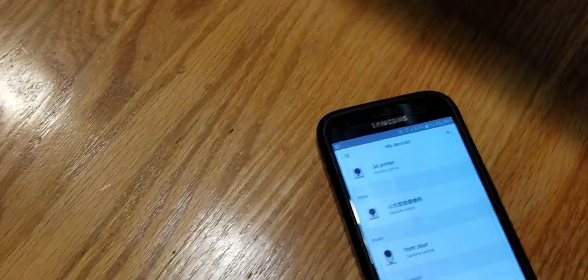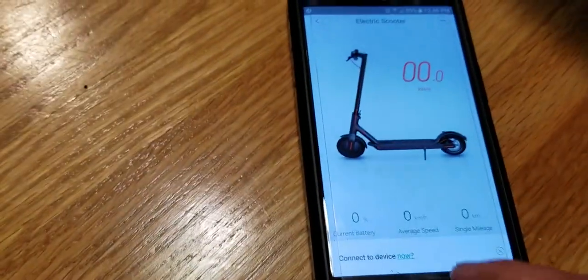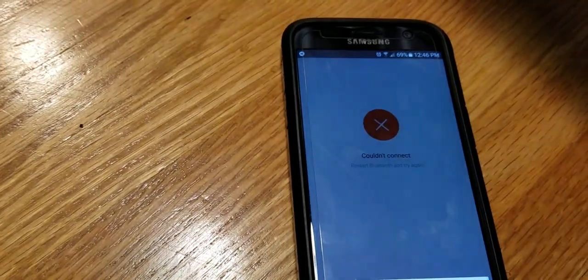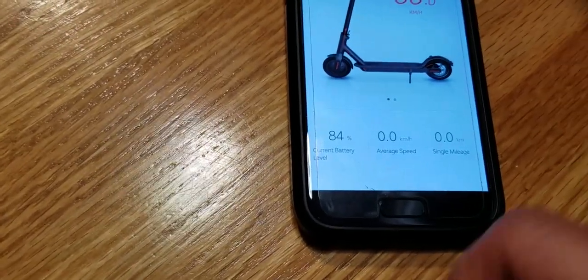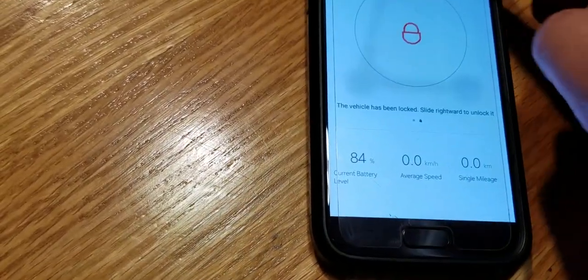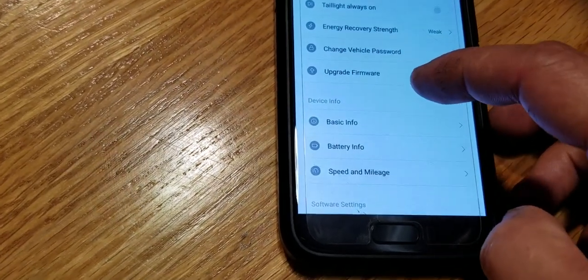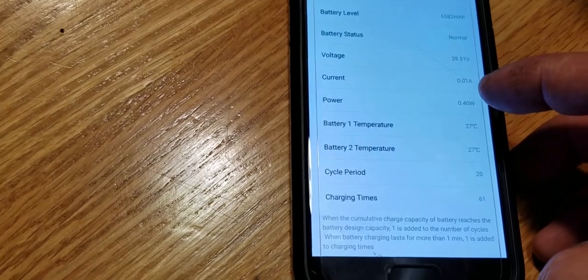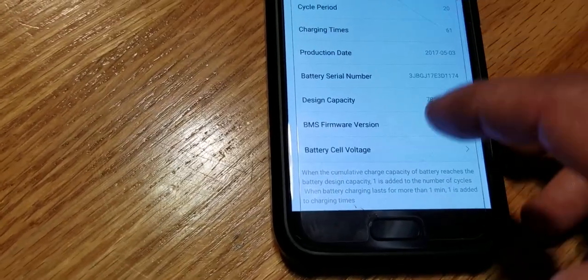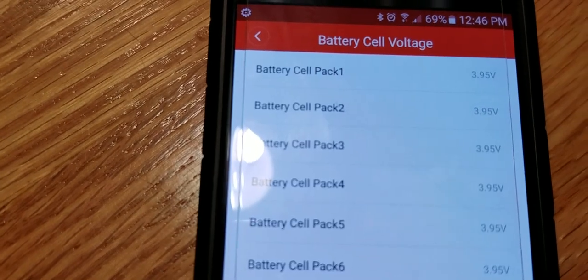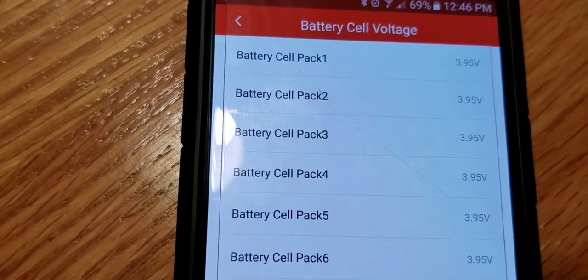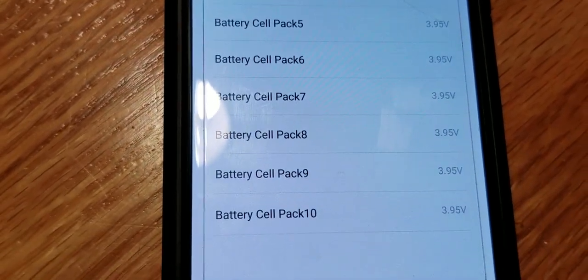Okay, it turns on. It's a good sign. Let me connect to the scooter. It connects, showing 84% battery. Let's take a look at the battery info, battery cell voltage. And that looks a lot better than it was before. Remember before, battery cell pack 2 was sitting quite different from the rest, and now they are all equal.